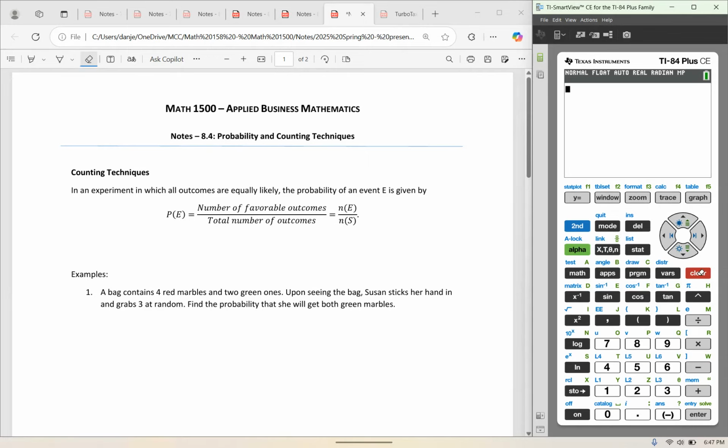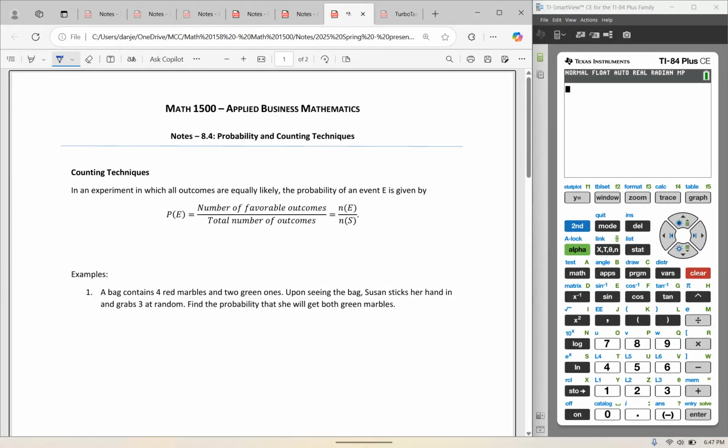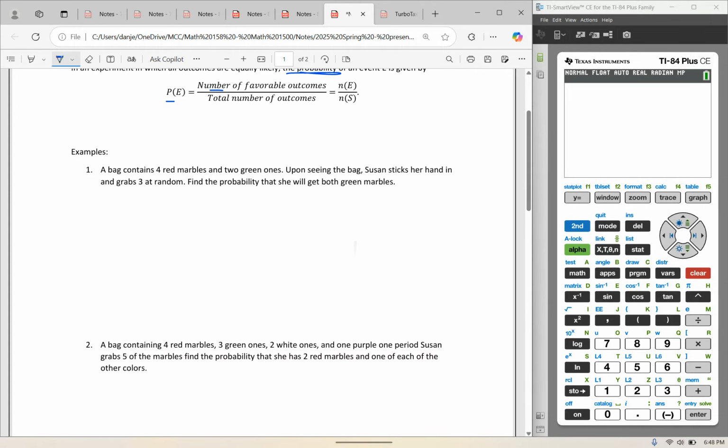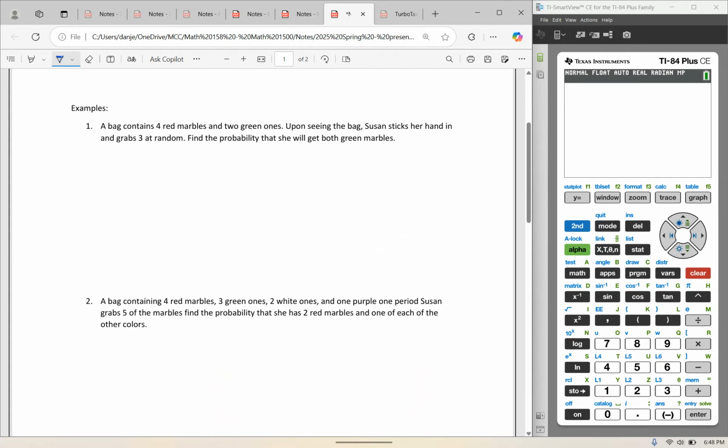Remember that in an experiment in which all outcomes are equally likely, the probability of an event is given by: the probability of E is the number of favorable outcomes divided by the total number of outcomes. So you'll notice in example 1, we've got a bag containing 4 red marbles, 2 green ones. Let's write this down as we go. In the bag, there are 4 red marbles and 2 green marbles. Susan sticks her hand in the bag and randomly grabs 3 of them. Find the probability that she will get both green marbles.